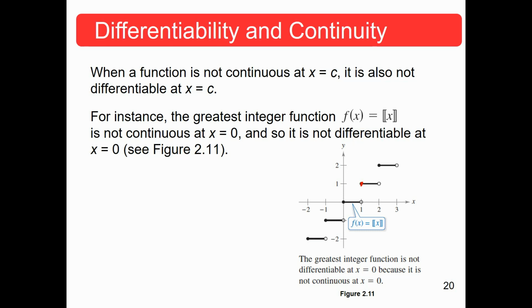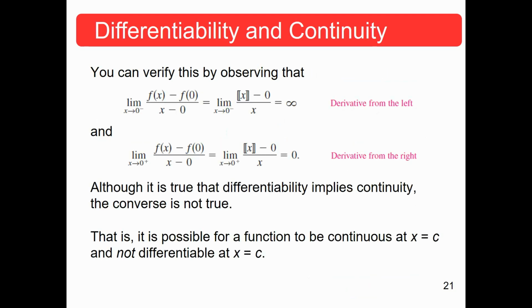Now, notice that there are discontinuities at every integer, right? There's a discontinuity here, a discontinuity here, here, here. That means that it is not differentiable at any of those locations. And you can verify this by using the derivative form that we just talked about, f of x minus f of 0 over x minus 0.